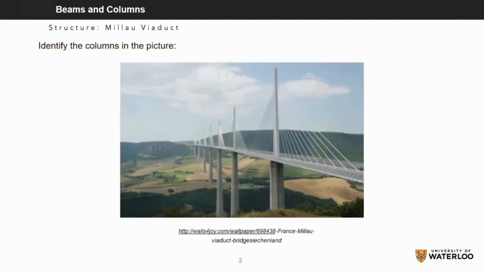The next structure we're going to analyze is the Millau Viaduct. Pause the video here and see if you can determine where the columns are. This is a bridge structure supported by large columns. I have highlighted a couple of the columns in purple.